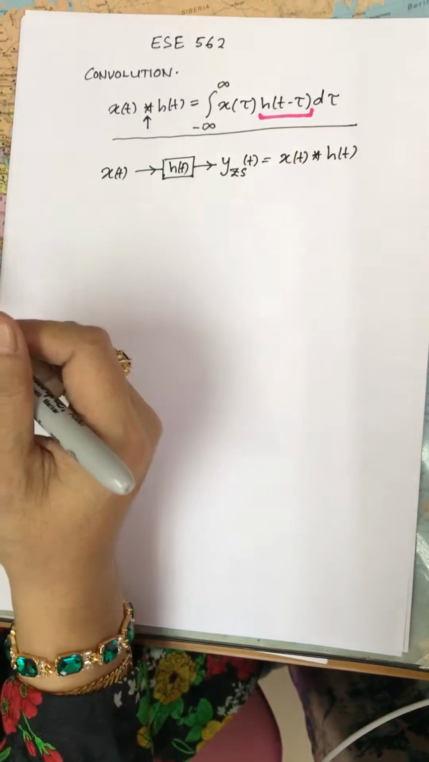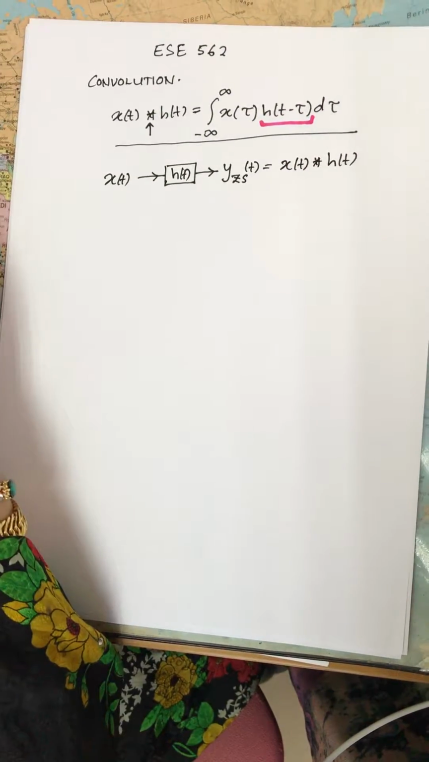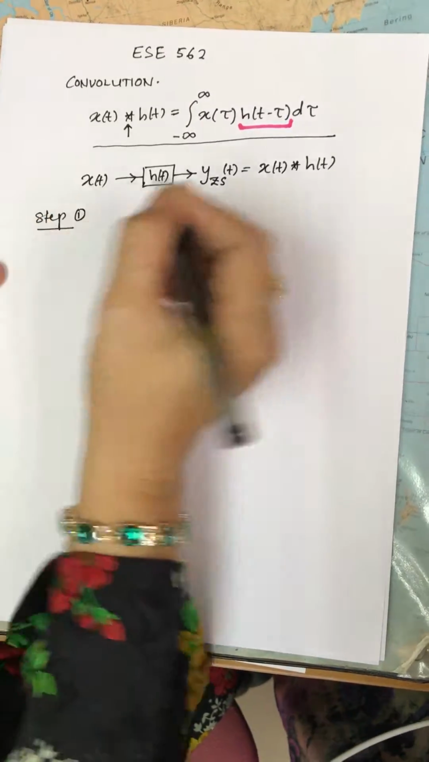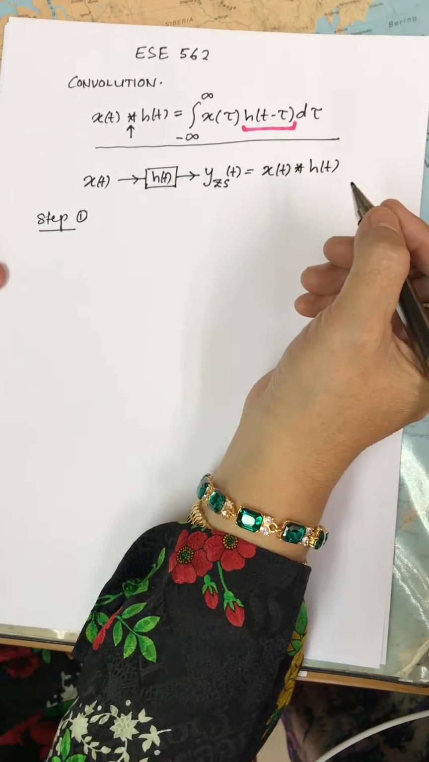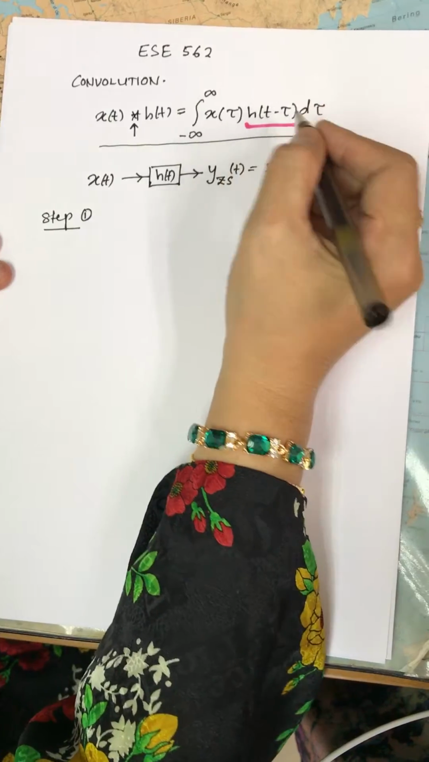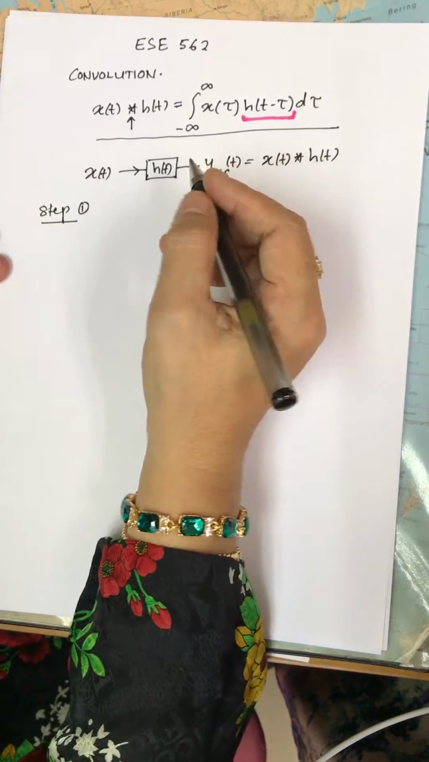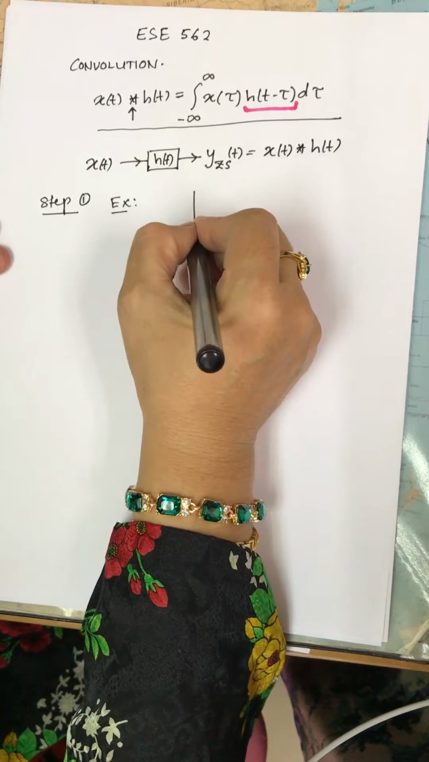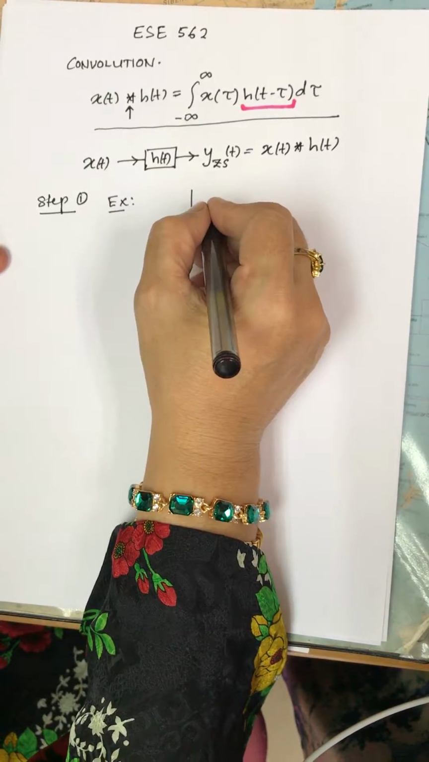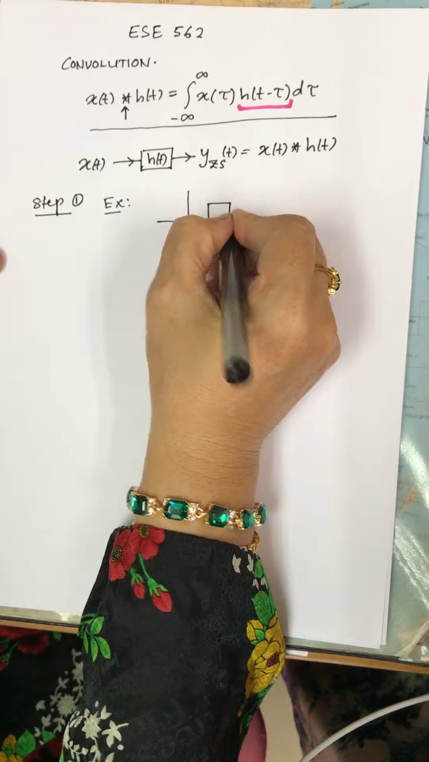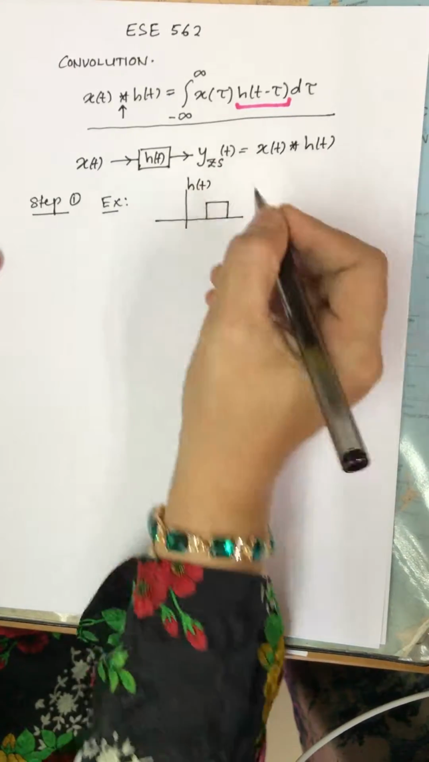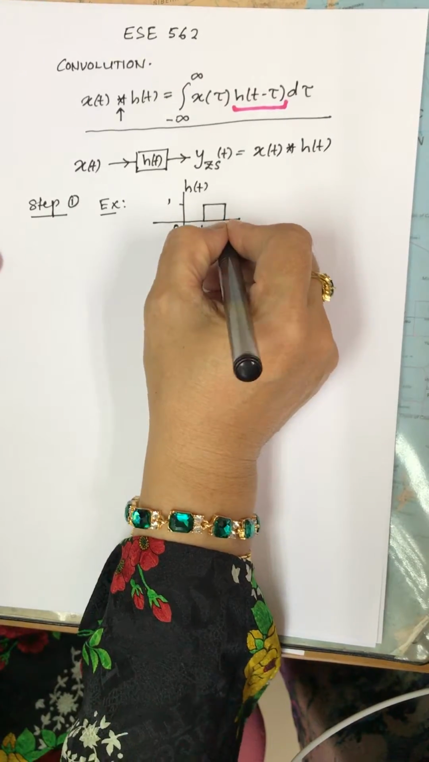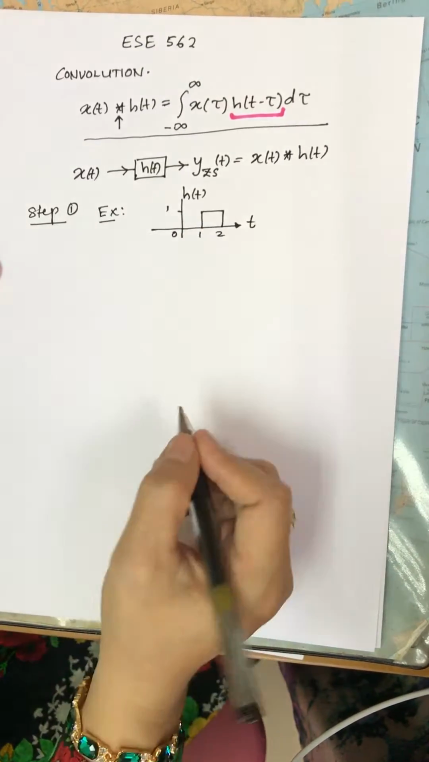So the first step that we will talk about today is to reflect and to shift a given signal. We have to learn reflection and shifting a given signal first. So I'm just going to give an example. You have a signal, let's say this is what we call the signal h of t. And it is, for example, the height is 1, it goes from 1 to 2, and this is t.